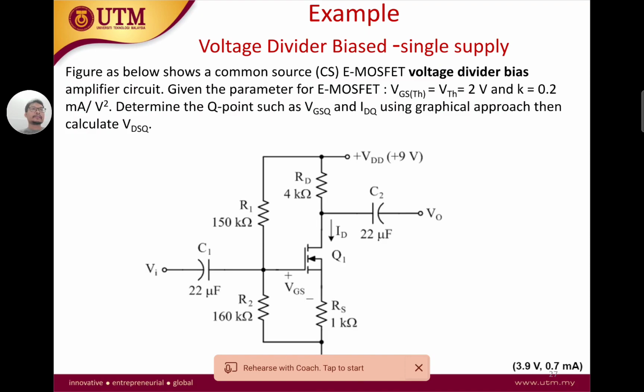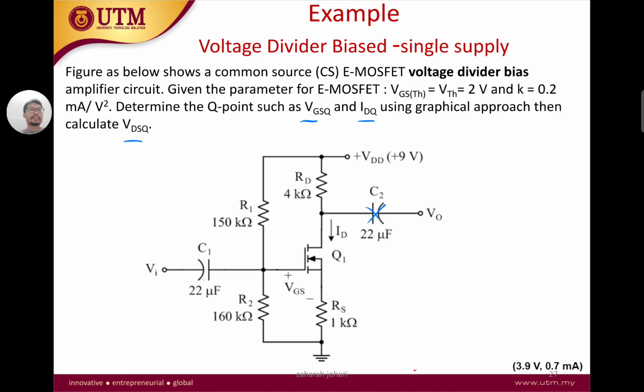Okay, so given the circuit below, it is given that the threshold voltage VTH equals 2 volts, K is 0.2 milliamps per volt squared, and we want to find the Q point, the operating point: VGSQ, IDQ, VDSQ. So you want to find three parameters there. What's the first step? The first step is that we are doing a DC analysis, which means we are going to remove all our capacitors and make them open circuit. Open circuit on all the capacitors.